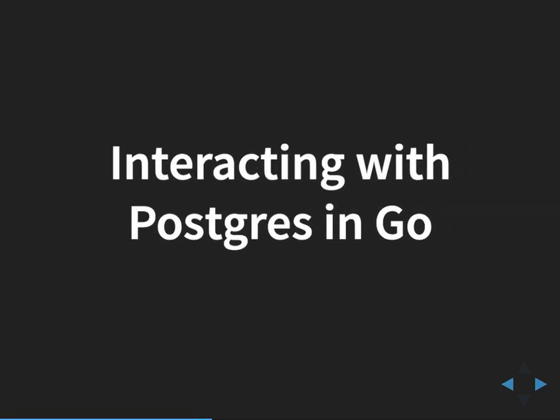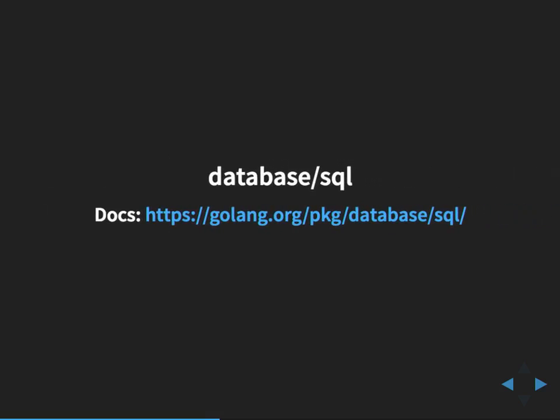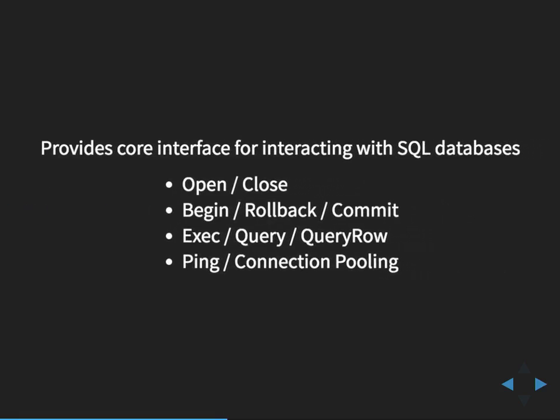So, a quick little sidetrack. Interacting with Postgres and Go. In the standard library, there is database/sql, which basically provides a core API for interacting with SQL databases. It has things like open and close, begin, rollback, commit for transactions, exec, query, query row for executing queries, and ping for pinging the database, and then has things like built-in connection pooling. And with it, you use a driver, which actually implements this for a specific database.